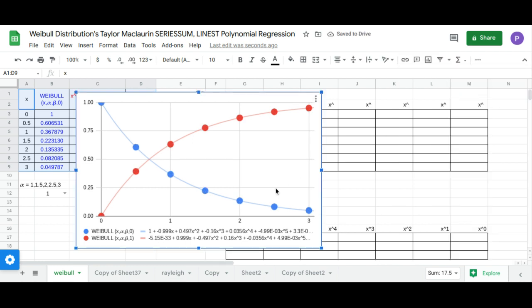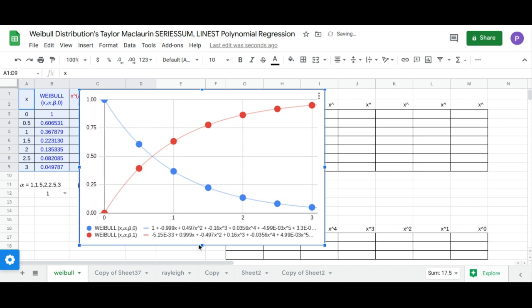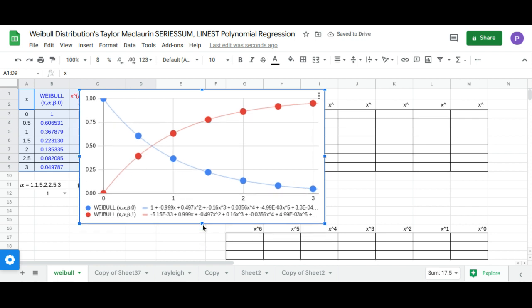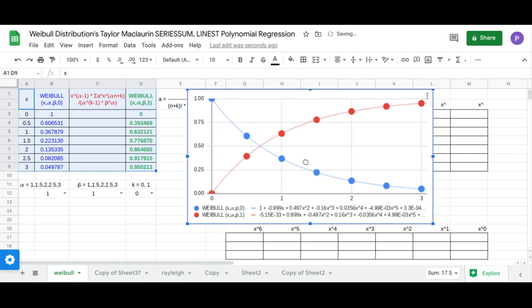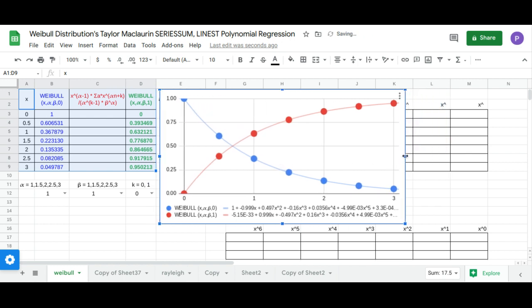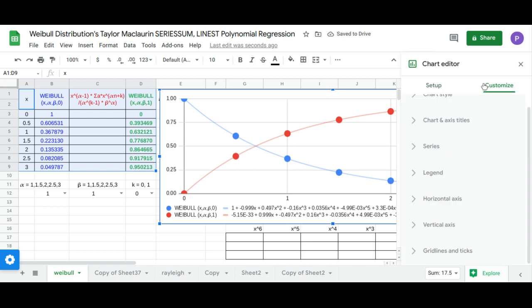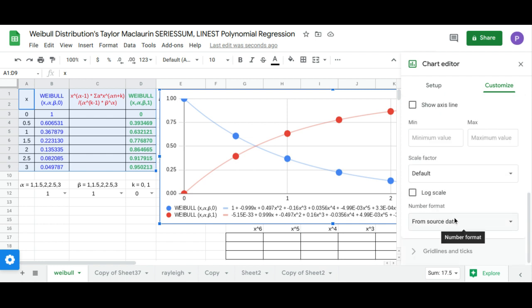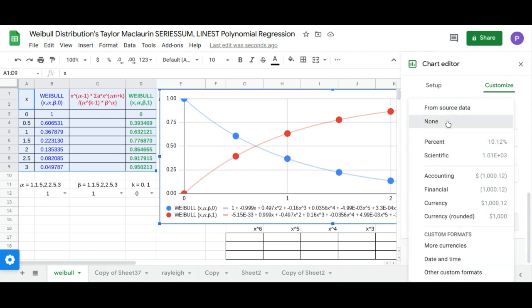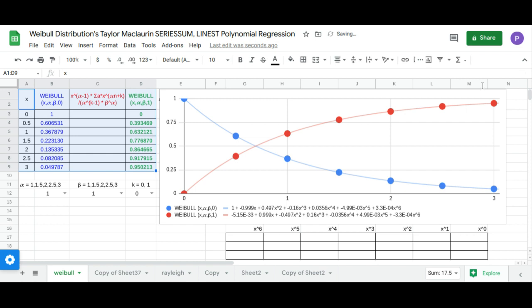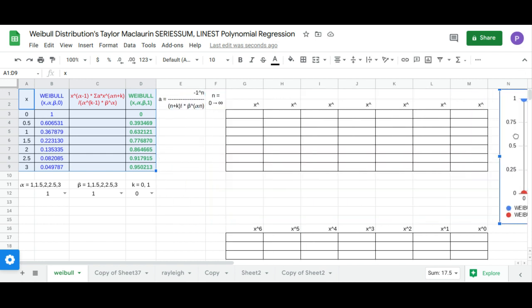So here's our trend line and a polynomial to the 6th degree. We'll also clean the vertical axis, the number format, none. And we continue the Taylor-Maclaurin SERIESSUM expansion for both.